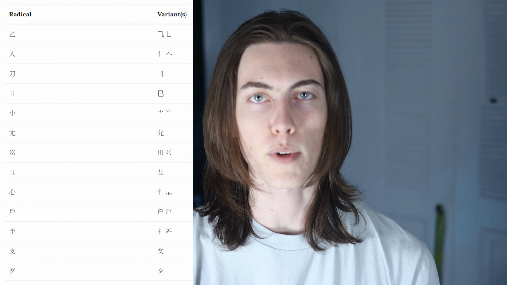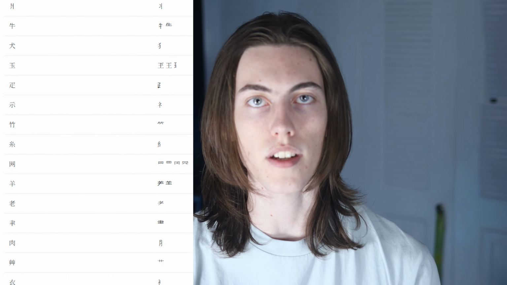There's also radicals that have multiple appearances, a lot of radicals actually. So it's good to get familiar with the variants. That way you don't get stuck looking for something that doesn't exist again.